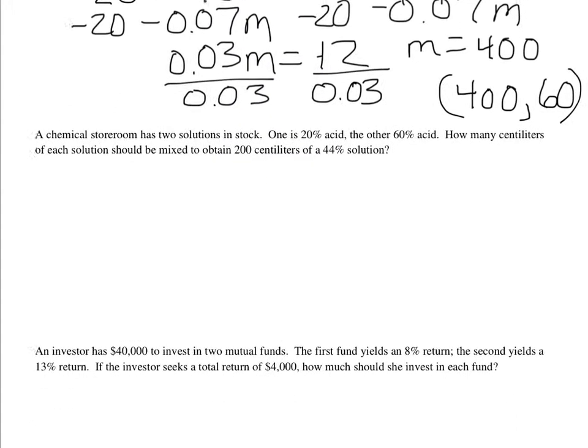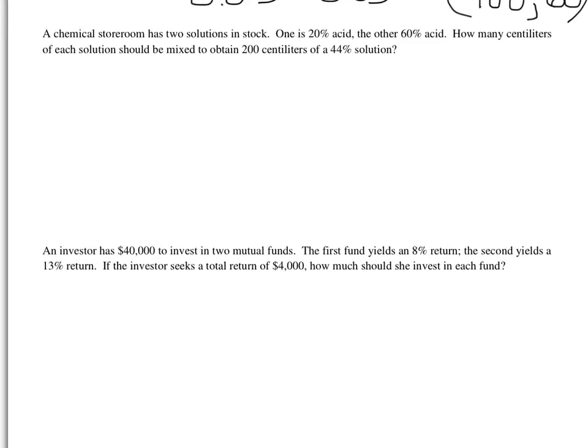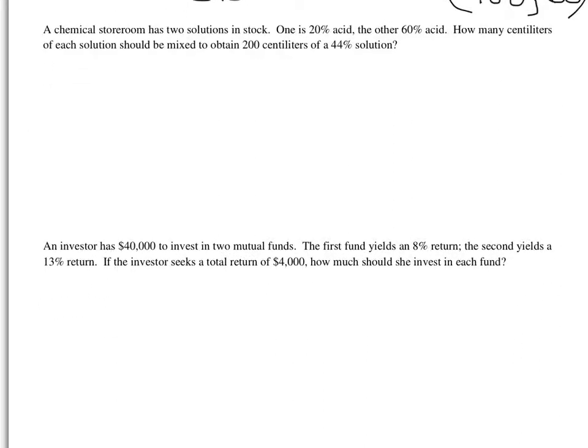A chemical storeroom has two solutions in stock. One is 20% acid, the other 60% acid. How many centiliters of each solution should be mixed to obtain 200 centiliters of a 44% solution?